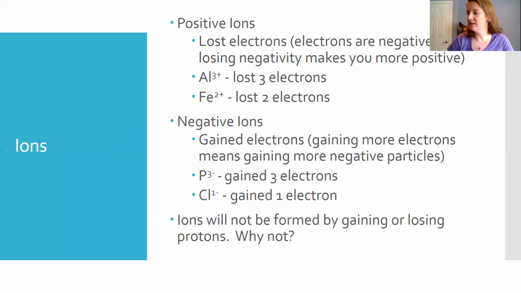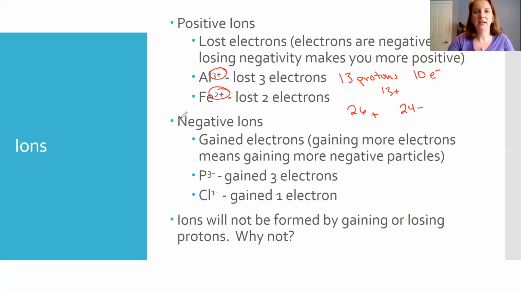So aluminum 3+, we know that aluminum has 13 protons. So in order to have a +3 charge here, that means it had to lose 3 electrons, and now it only has 10 electrons. So if it has 13 positives, but only 10 negatives, that's why it has a +3 charge. Iron here, iron has 26 protons, and it has a +2 charge, so that means it lost 2 electrons. So that means it only has 24 electrons now.